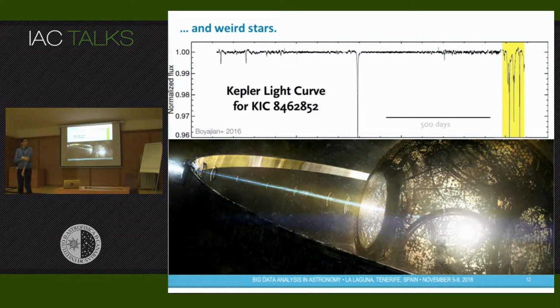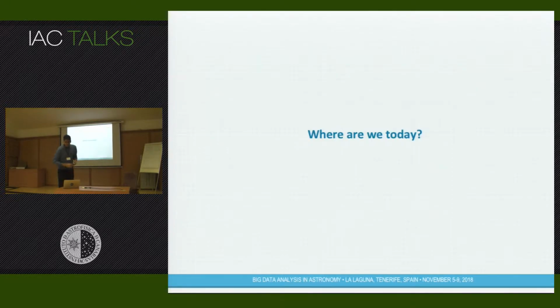And then there are objects like this, which is a weird star that's been discovered by Kepler, sometimes called Tabby's star, where there was also an extraterrestrial explanation proposed for its variability, namely that it has a Dyson sphere around it, or a Dyson swarm. Okay, so these are the kinds of things that we can discover by looking at the time domain.